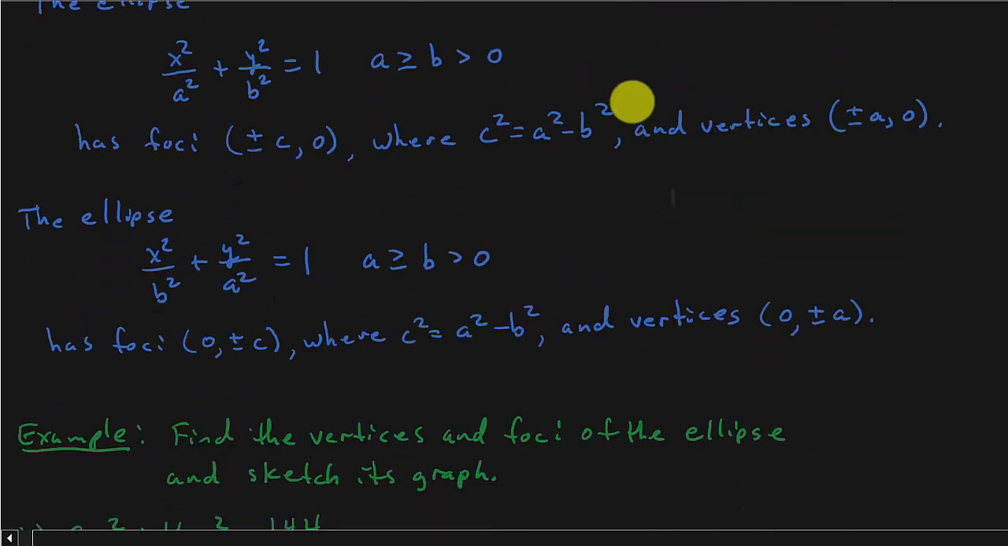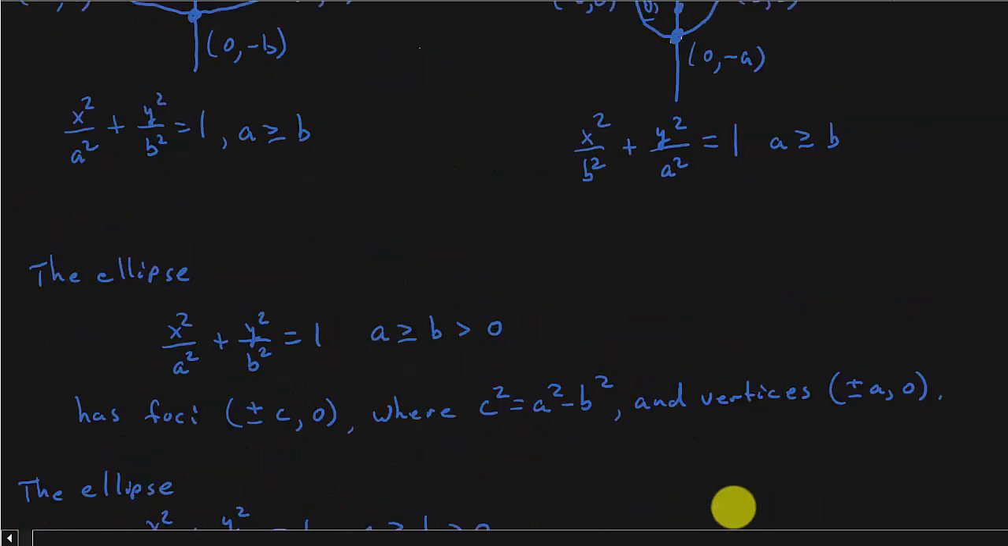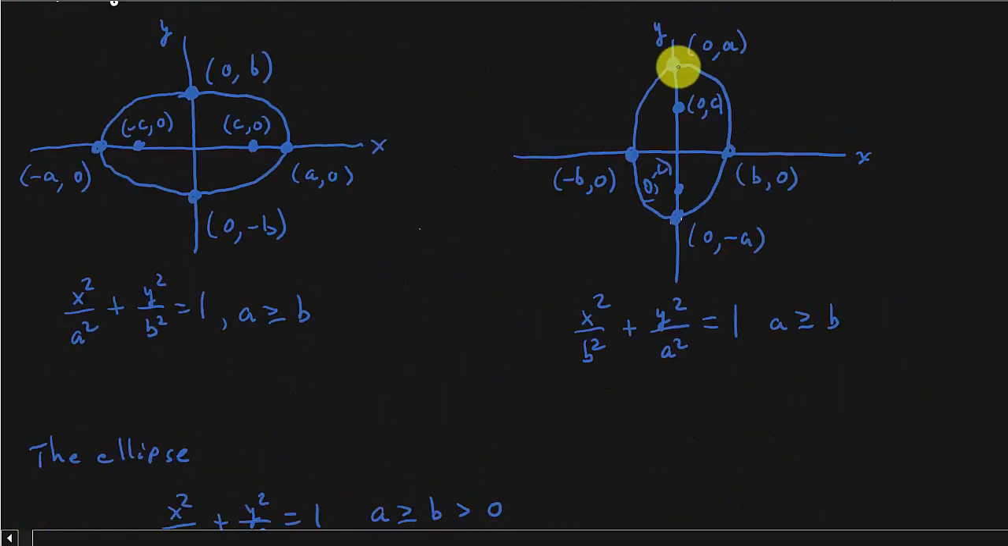All right. And then you can see where a squared is underneath the y squared, and a is greater than or equal to b, which both are positive. It has foci 0, plus or minus c, where c squared is equal to a squared minus b squared, and the vertices are 0, plus or minus a, and we saw that here. See the 0, plus or minus a, there's your major axis there.